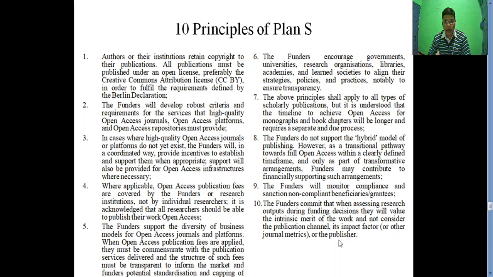Number 9. The funders will monitor compliance and sanction non-compliant beneficiaries or grantees. Number 10.